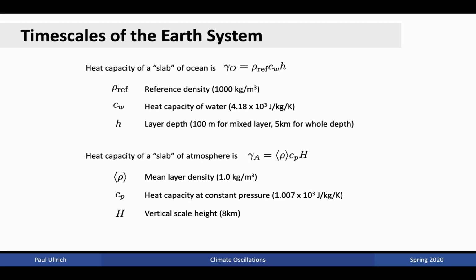All of these quantities we've had experience with previously in this class. The mean layer density we're simply going to take to be the near surface density, so we'll set that equal to 1 kilogram per meter cubed, acknowledging that it does drop substantially as one goes up in altitude. We can also choose the heat capacity at constant pressure to be 1.007 times 10 to the 3 joules per kilogram Kelvin, and we choose the vertical scale height as we calculated earlier in this class to be about 8 kilometers. So once you perform that calculation, you will then get approximations for the heat capacity of both the slab of ocean and the slab of atmosphere.